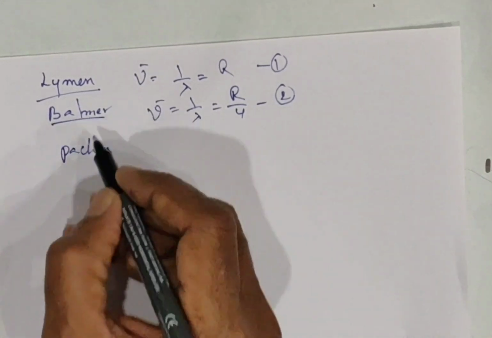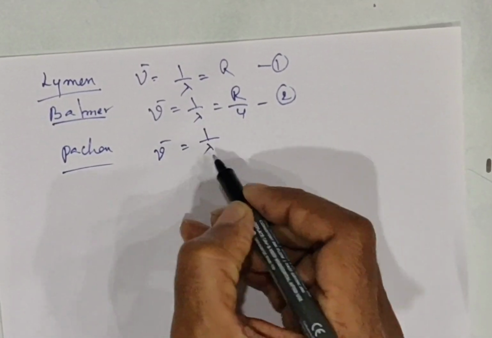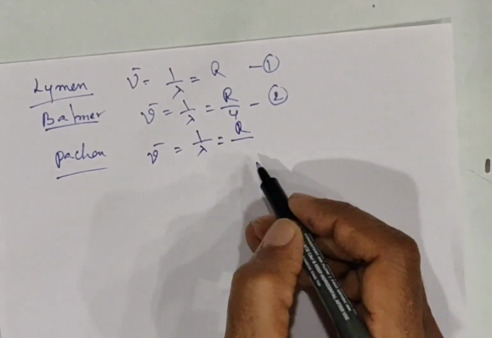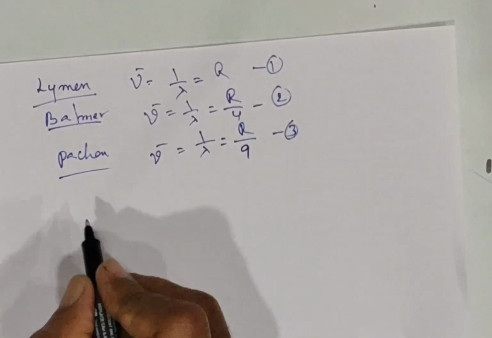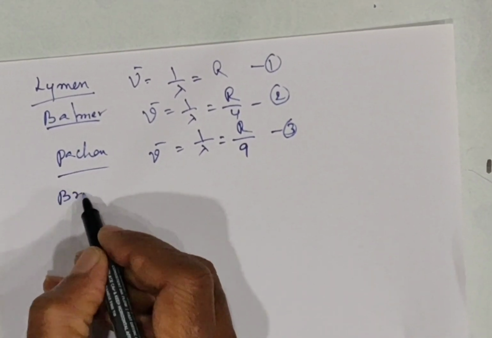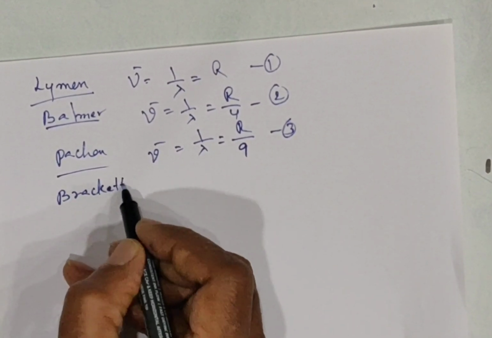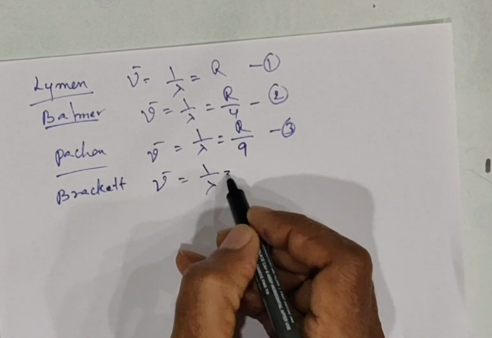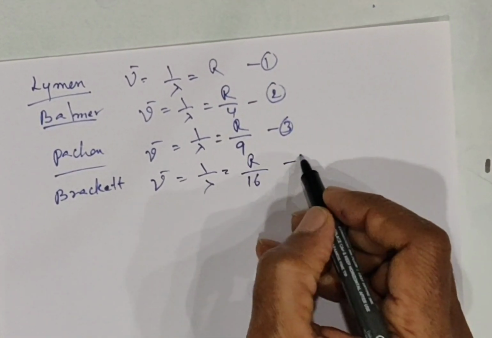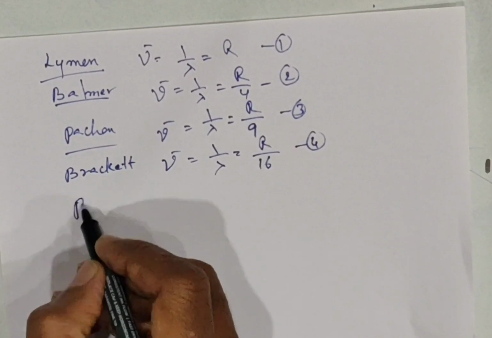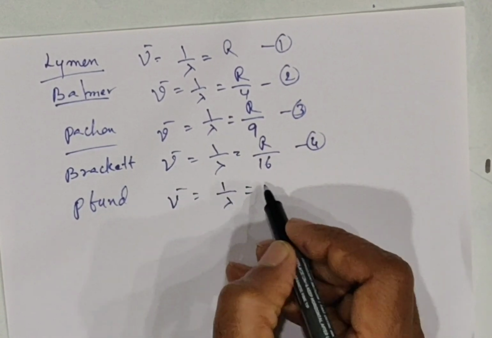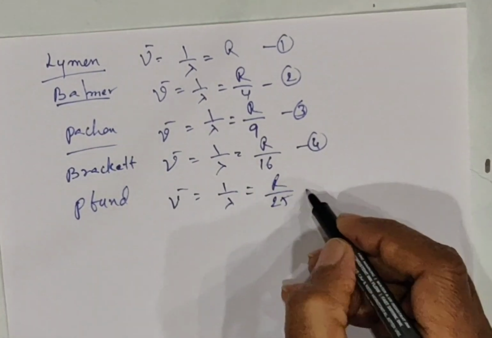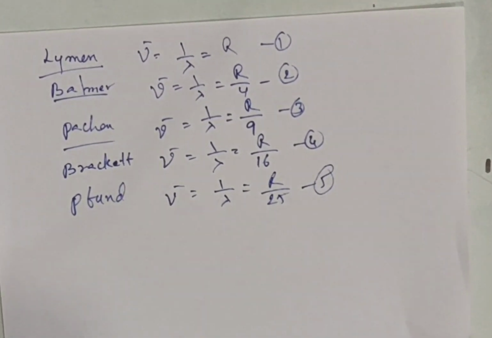And in Paschen series, nu bar is equal to 1 by lambda is equal to R by 9. This is the third. In Brackett series, nu bar is equal to 1 by lambda is equal to R by 16. This is the fourth one. And in Pfund series, nu bar is equal to 1 by lambda is equal to R by 25. This is the fifth series. These are the values of the shortest wavelength of these 5 spectral lines.